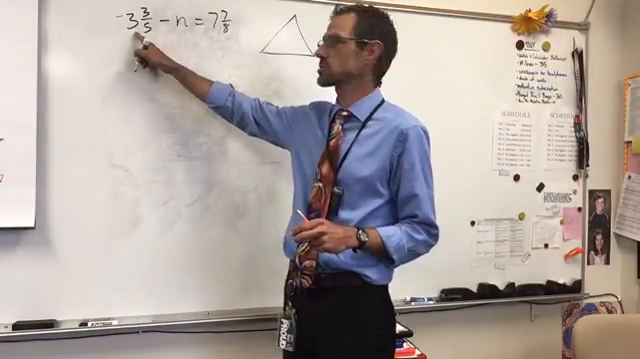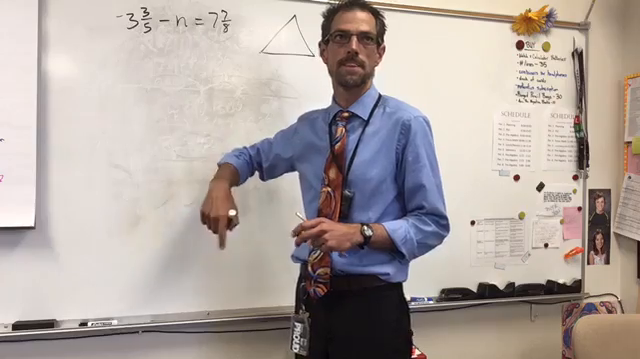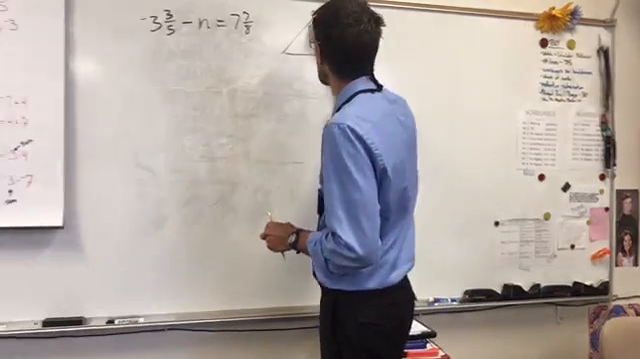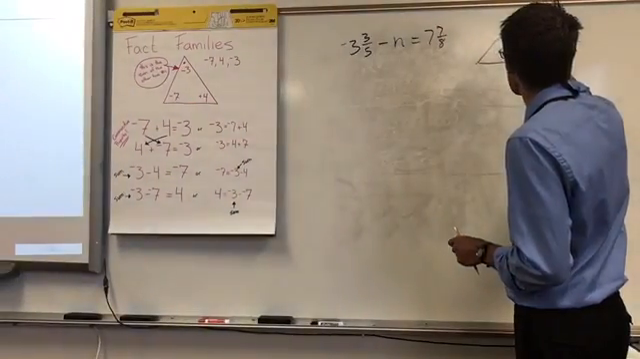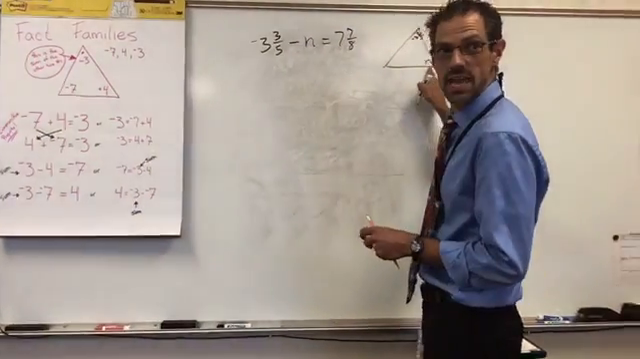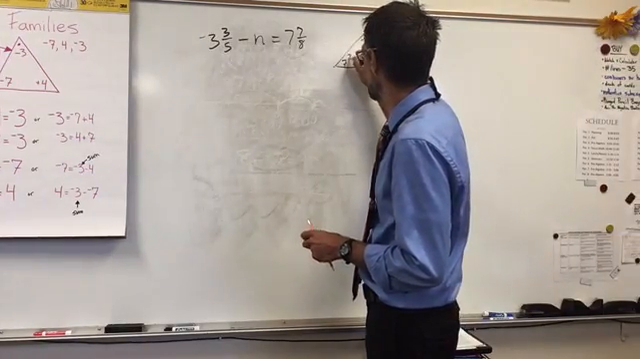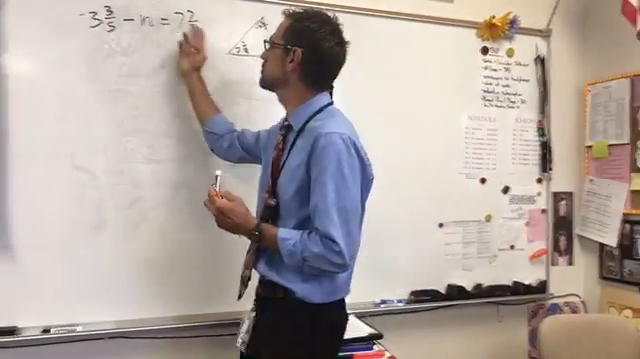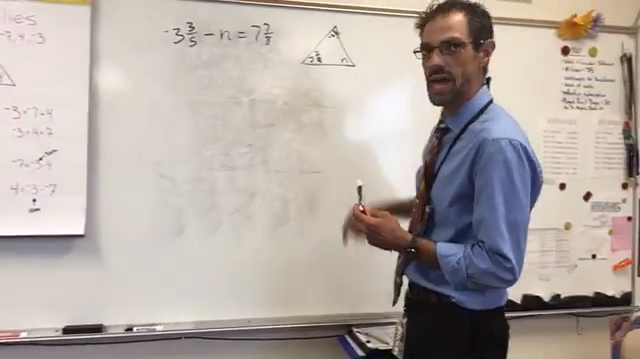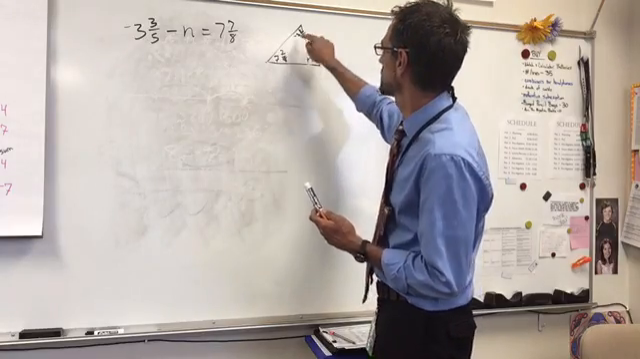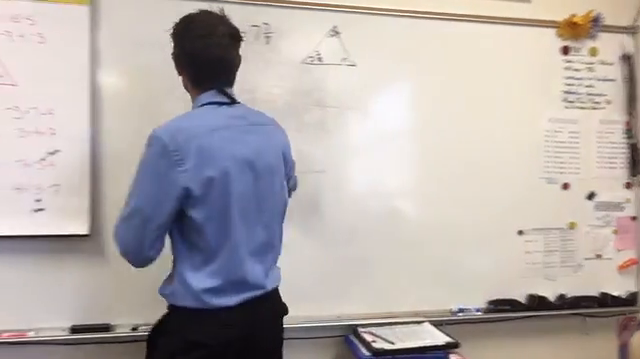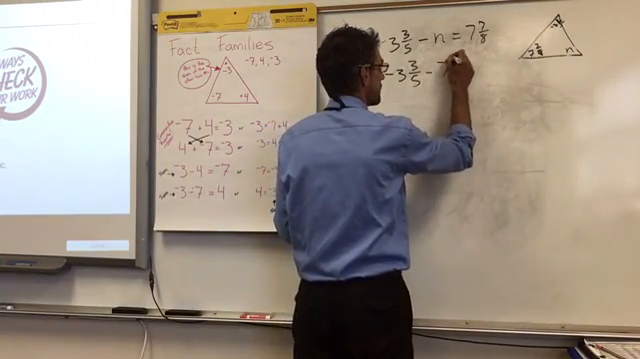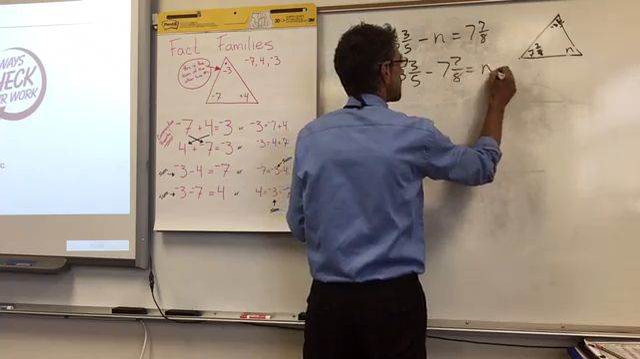where is this in my fact triangle if this is a subtraction number sentence? Where's that? Axel. Sum. So this is negative 3 3/5. That means n is down here. 7 7/8 is over here. So this is what it allows me to do. I can rewrite this now to equal n. If I cover up n, it's this minus that. So I go negative 3 3/5 minus 7 7/8 equals n.